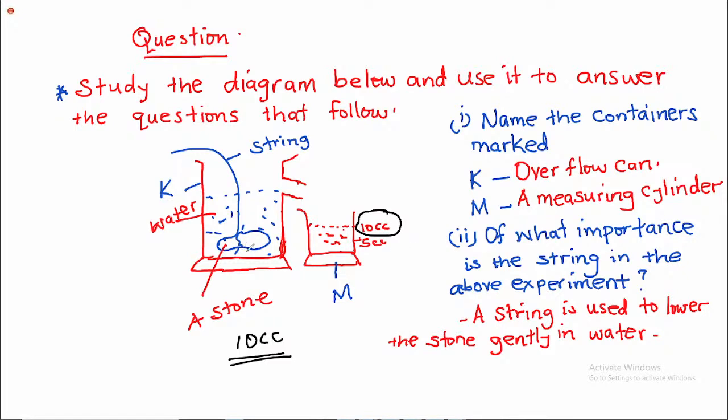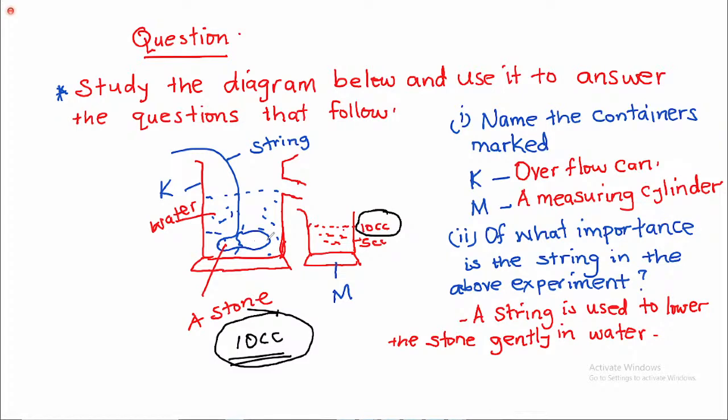Why do we say so? Because the water which was displaced from the overflow can into the measuring cylinder is equivalent to 10 cubic centimeters. We don't subtract, but we just take what is collected in the measuring cylinder to be the volume of the irregular objects in an overflow can.